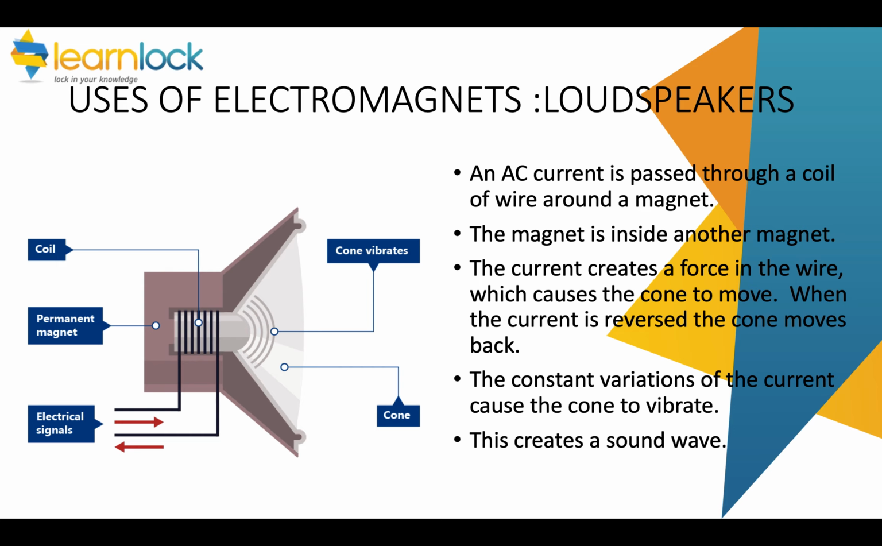Loudspeakers. They have electromagnets inside them. A current is passed through a coil and it's an alternating current. And that goes through a coil of wire around a magnet. This is inside another magnet.